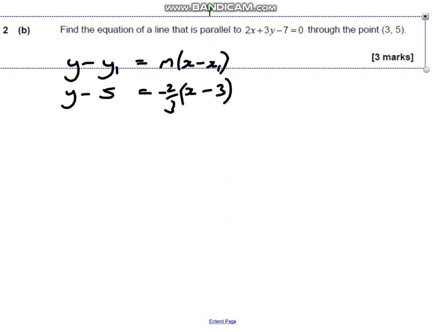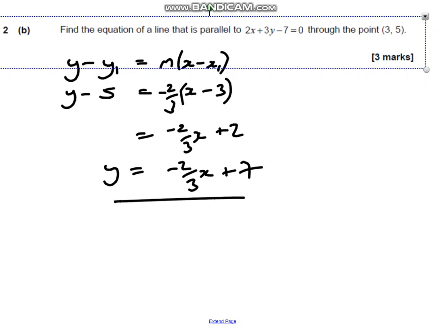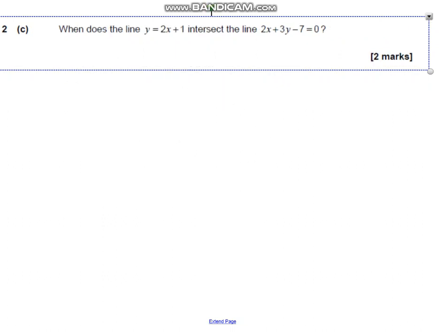Okay, so if we just expand that bracket, that will give us minus 2/3 x plus 2. And then if we just add the 5, y is equal to minus 2/3 x plus 7. Okay, I mean, it just says the equation of a line, so we probably should get it into y equals mx plus c. But I think you could probably still get the marks at this point. Okay, on we go to part C.